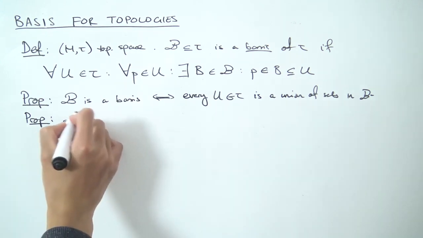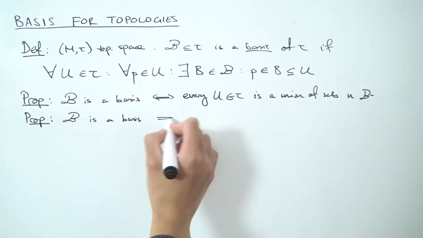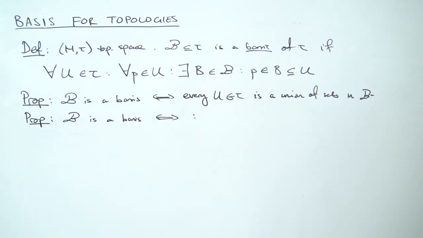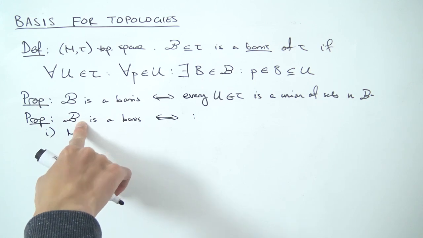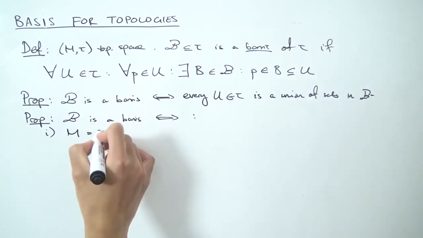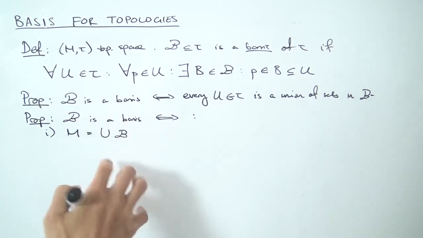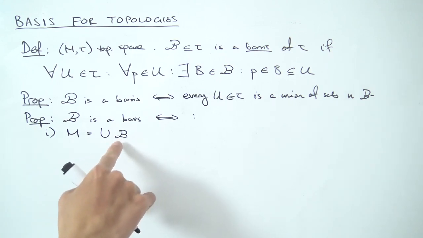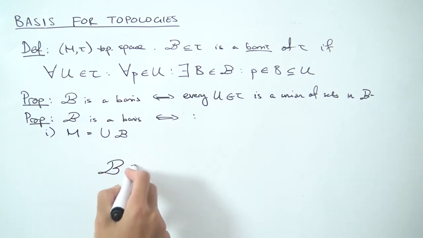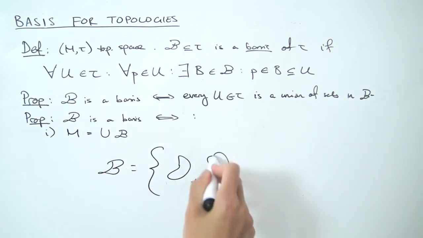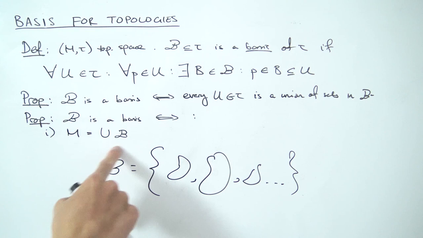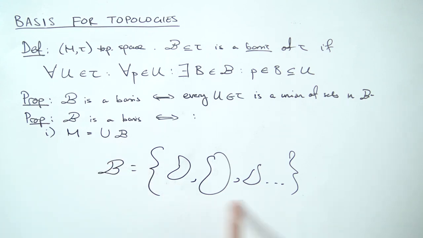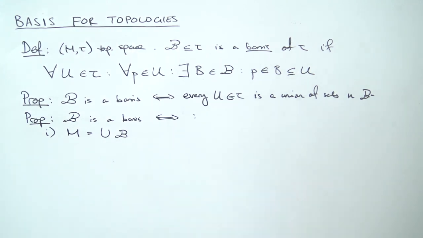So the next proposition is that B is a basis if and only if the following two conditions hold. First of all, M is the union of all sets in B. I'll write this as the union of B. If it looks a bit confusing, B is one big set full of these neighborhoods, and what the union of B means is that I just take the union of everything inside this set. That's what the notation means. I'm just a bit too lazy to write it out in words.